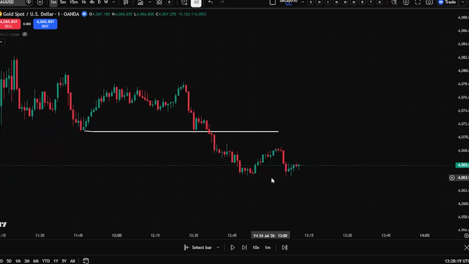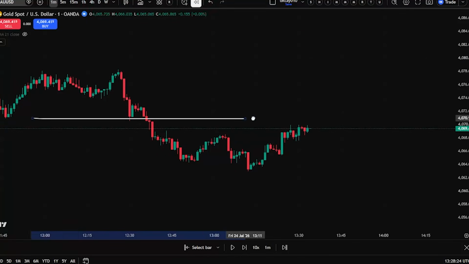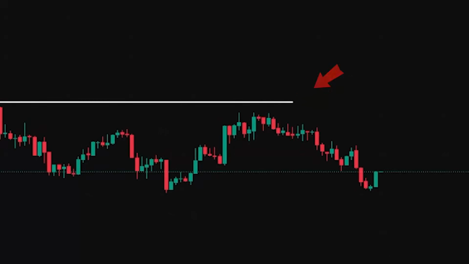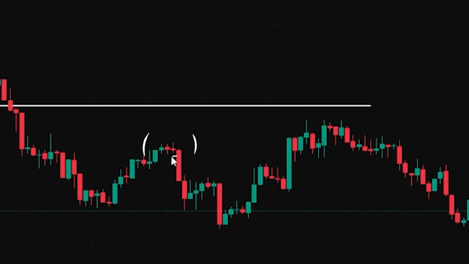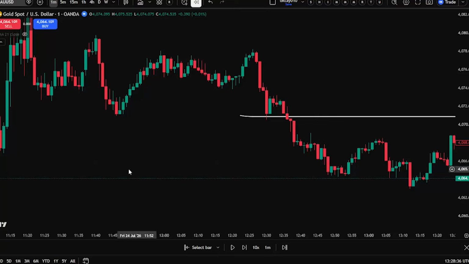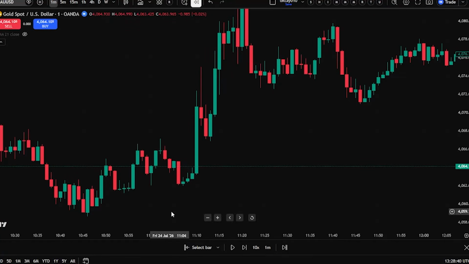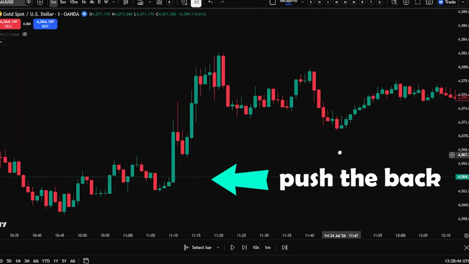Today, I want to show you how I use one specific candlestick pattern on gold, not as a magic signal, but as a confirmation tool to find better scalping opportunities. The pattern we are talking about today is the pin bar. A pin bar is a candle with a long wick and a small body. The important part is the rejection. The market tried to move in one direction, but then buyers or sellers stepped in and pushed the price back.